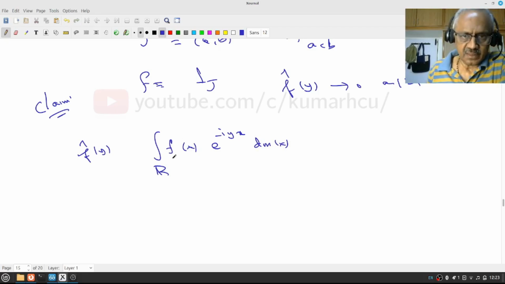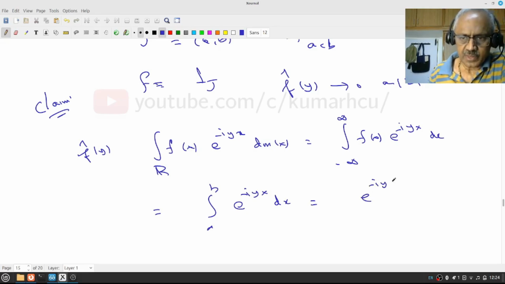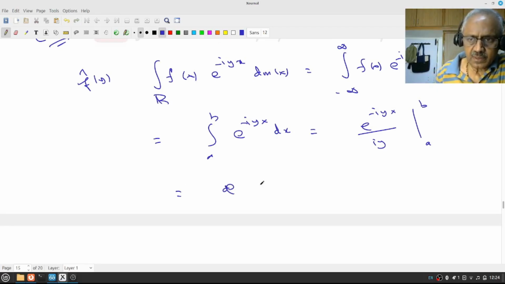Right? Notice that these are all Riemann integrable functions. This is nothing other than the integral of f of x e to the power minus iyx dx from minus infinity to plus infinity as a Riemann integral. But because my f of x is an indicator function, this is the integral from a to b of e to the power minus iyx dx. Right? Therefore, by the fundamental theorem of calculus, it is minus e to the power minus iyx by iy between a and b. I hope I am doing it correctly. This is x equal to a and x equal to b. Remember that. Therefore, it is going to be e to the power minus iya minus e to the power minus iyb, by iy.